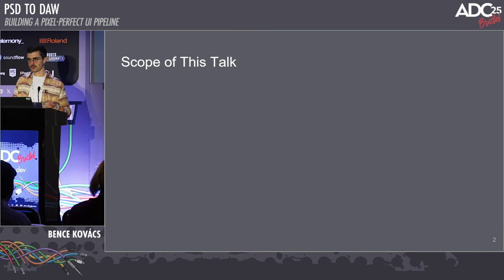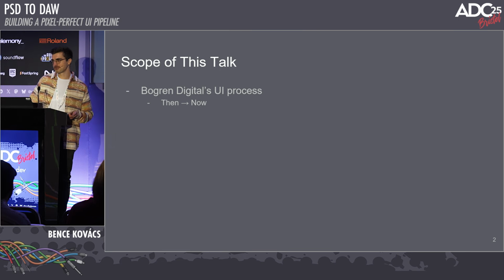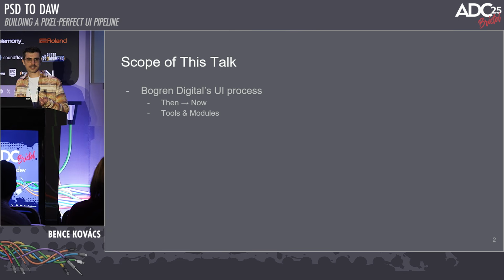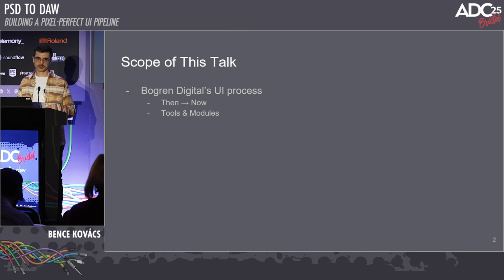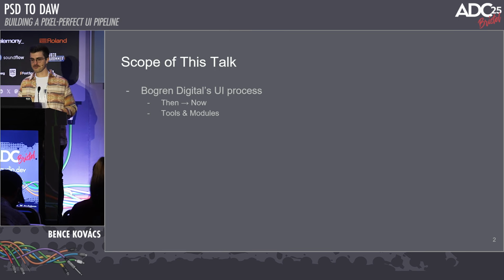So the scope of this talk will be to introduce you to how the sausage is made at Bogren Digital and how our UI implementation process has evolved over time, as well as what are the different tools and modules that we use to implement our UI. And I'm excited to share with you that we are open sourcing some of these modules today.